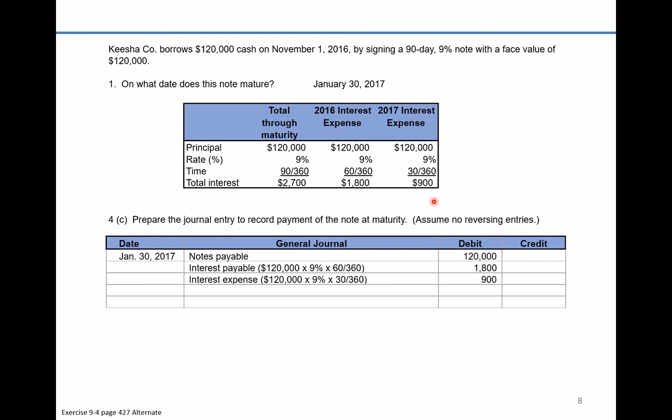What are we going to credit? What's the company going to have to sacrifice to pay these liabilities off? That big C word, cash. They got to pay cash. So what do we do with the cash entry? Do we debit cash or credit cash when cash is being reduced? We're going to credit cash. And how much are we going to credit cash for? $122,700. And with that, we've completed the transactions for exercise 9-4.